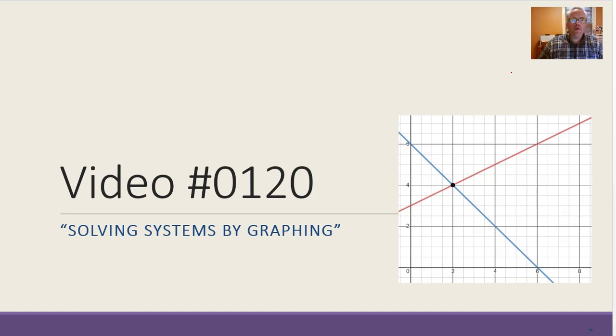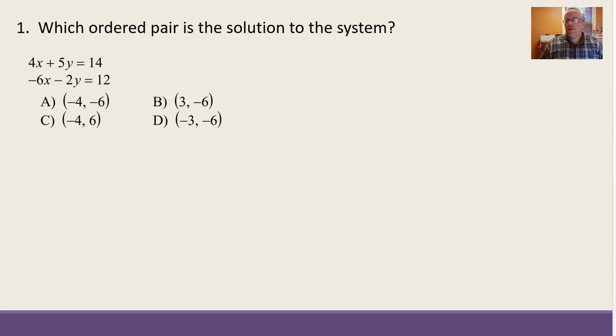So the first thing we're going to look at is just finding which ordered pair is a solution to the system of equations. Remember, a system of equations means we have more than one equation we're trying to solve. And the solution is the ordered pair that works in both of them. So we're going to get into how to solve these, but for right now, we're just checking if these points work or not. So here we go.